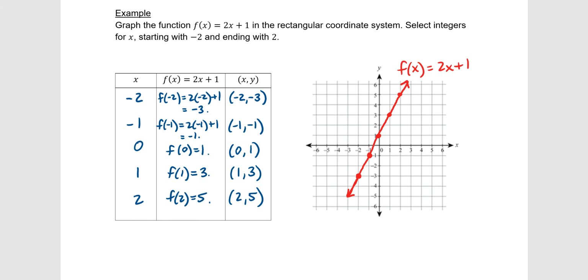And when we connect them, make sure we have arrows on the end to indicate that it's going on in both directions indefinitely. And then we label it f of x as 2x plus 1. The points that we found and graphed were just an aid for us to get the general shape of this curve. Technically, there's an infinite amount of xy ordered pairs on that line.